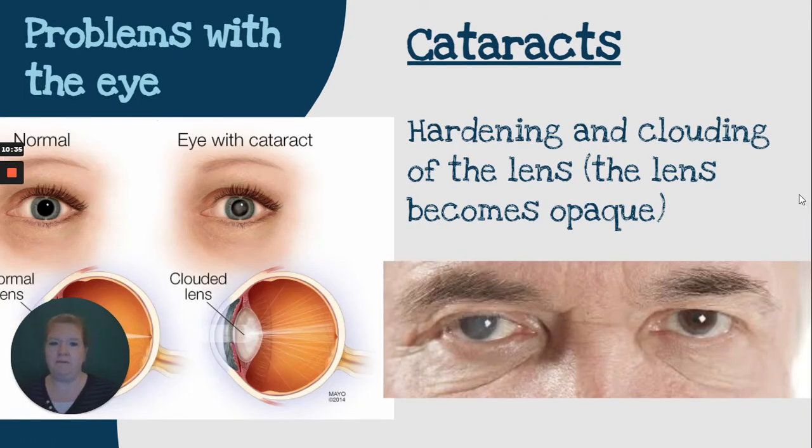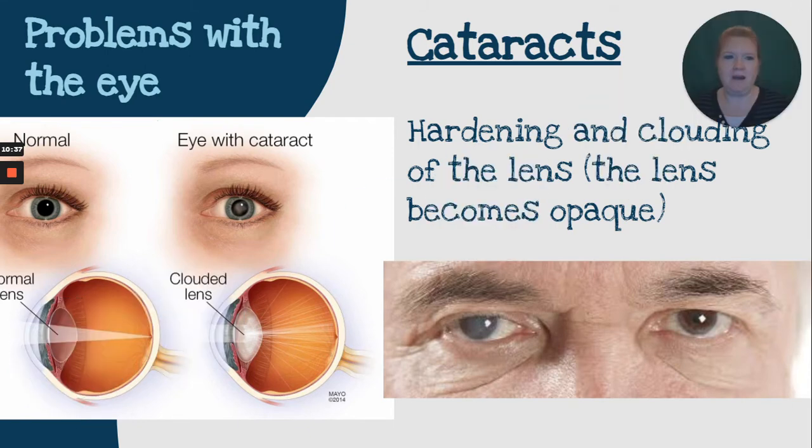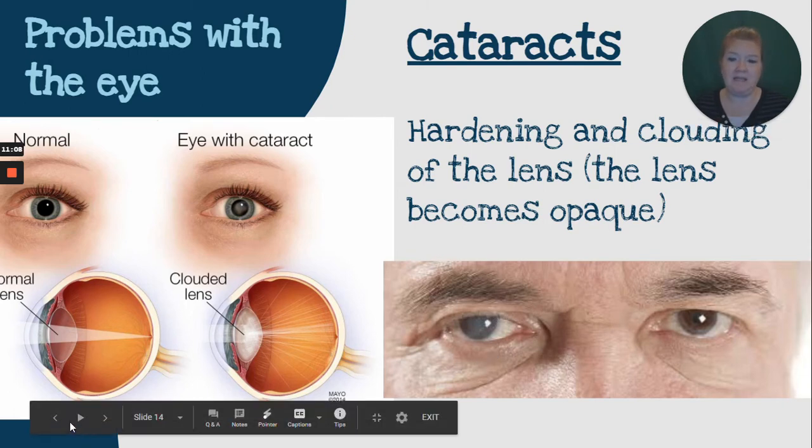You could have a problem of cataracts. Cataracts involve a hardening and clouding of the lens. The lens becomes opaque, so your vision is seriously impeded. You don't see as well. So you see normal lens, nice and clear, and clouded lens. So when we do the cow eye dissection, you will see a very clouded lens because the cow is no longer alive. And that is a little bit similar to what would happen with cataracts. You can see looking at this picture, this eye right here is much more clouded. That is the eye that has cataracts.